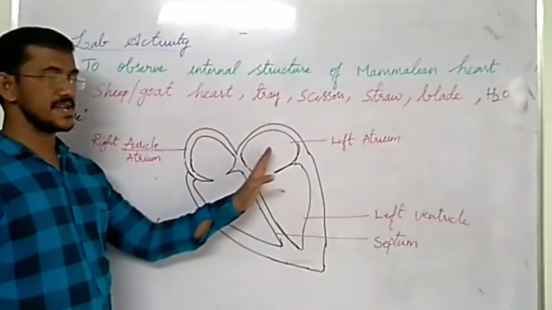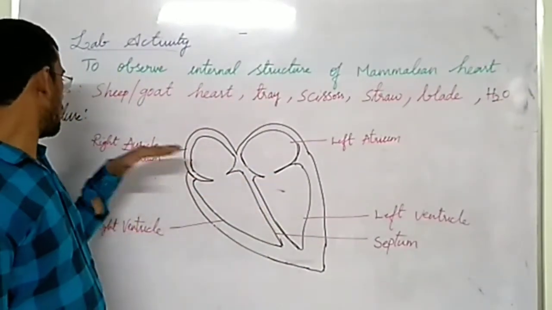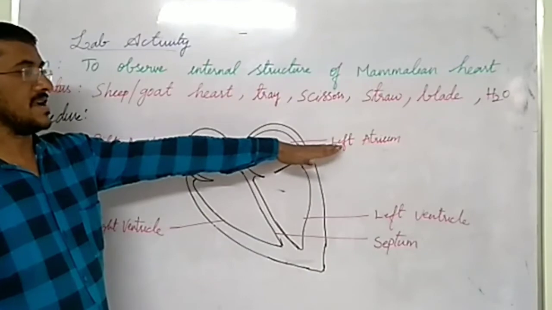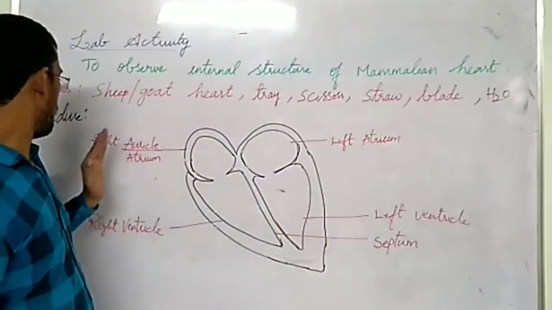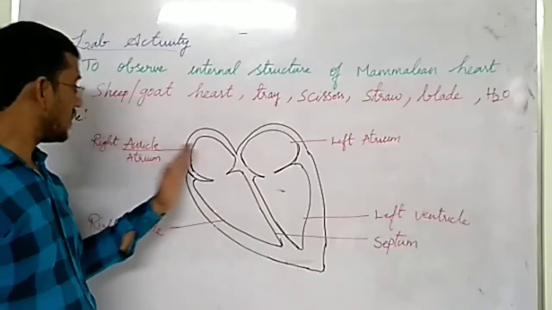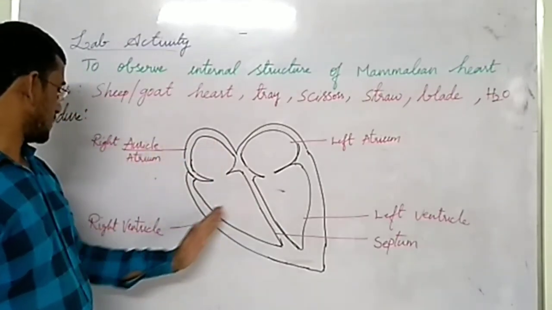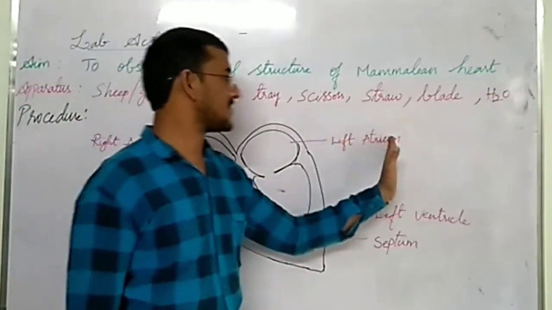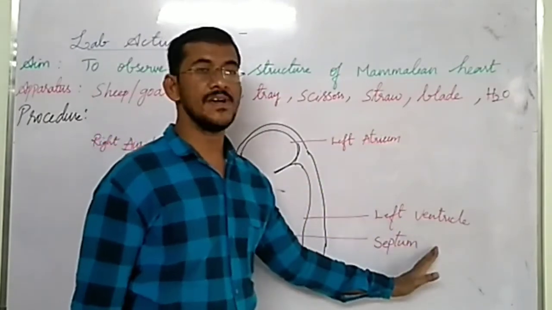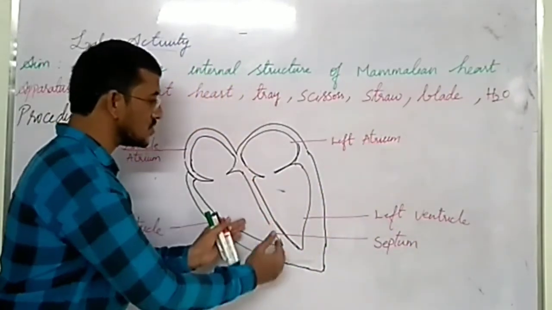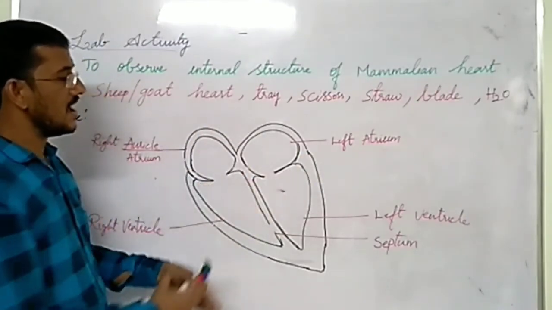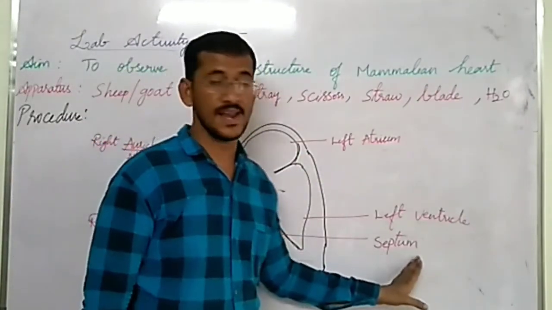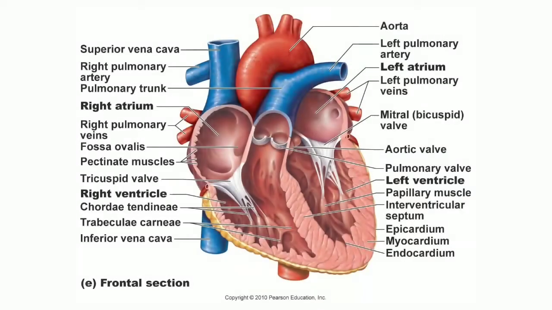The mammalian heart contains four chambers, the upper ones are atria, the lower ones are ventricles. So this is the right side, so this is the right atrium, this is the right ventricle, this is the left atrium, this is the left ventricle, and the right side and left side atria and ventricles are separated, and this separating wall is called the septum. Your homework is to draw the internal structure of the heart.